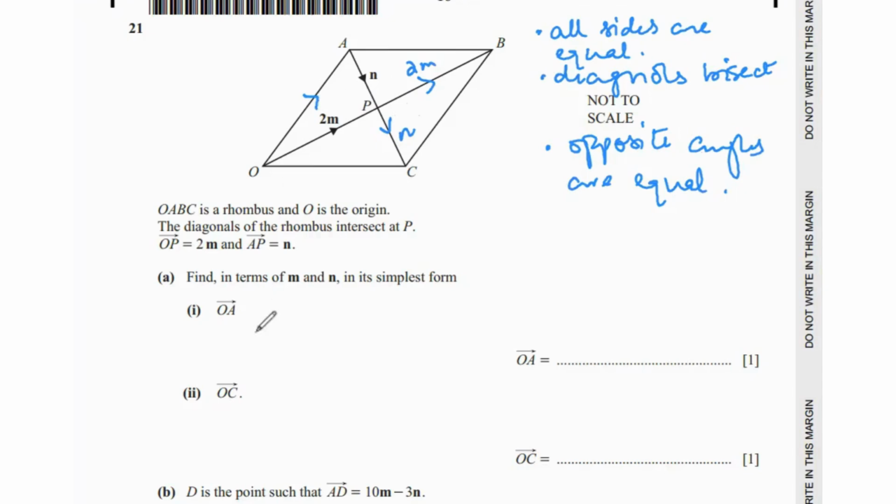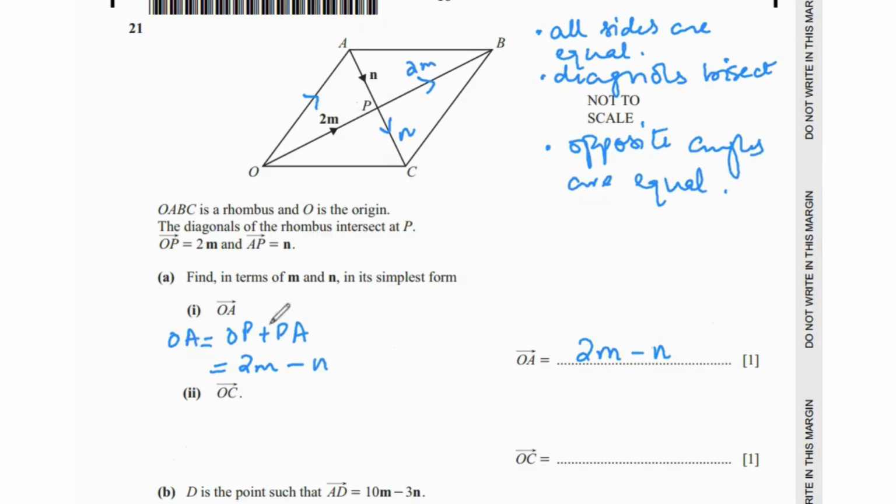This is OA. So for OA, we can say that we're going from O to P and then P to A. So OP plus PA. So OP is 2m. And since we're changing the direction of AP to PA, it's going to be minus n. So 2m minus n is the answer. Remember, when you change the direction of a vector, like you're going in the opposite direction to that of the arrow given, you make it negative. Basically you change the sign. If it's positive, it becomes negative. If it's negative, it becomes positive. So this is very important.